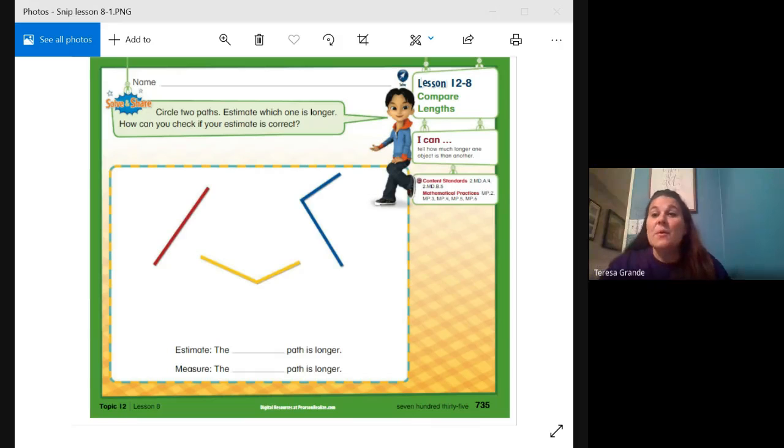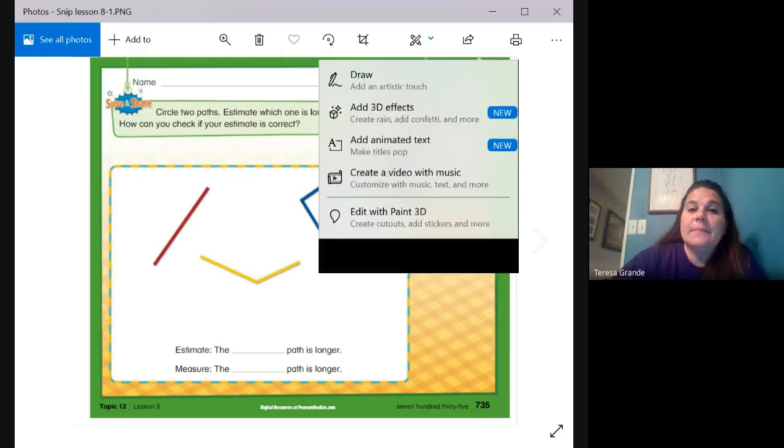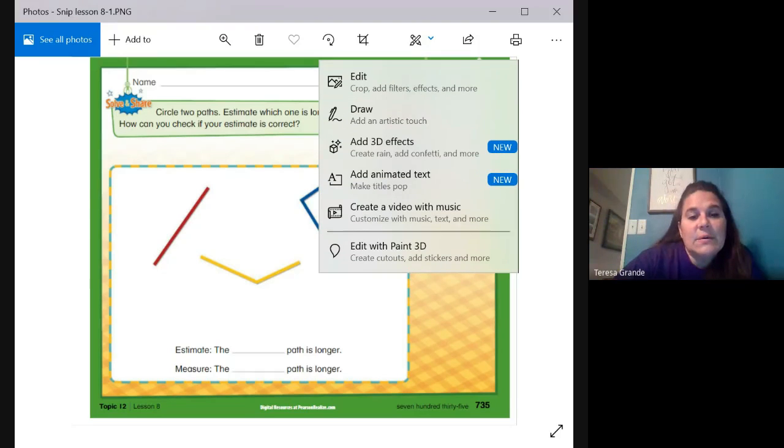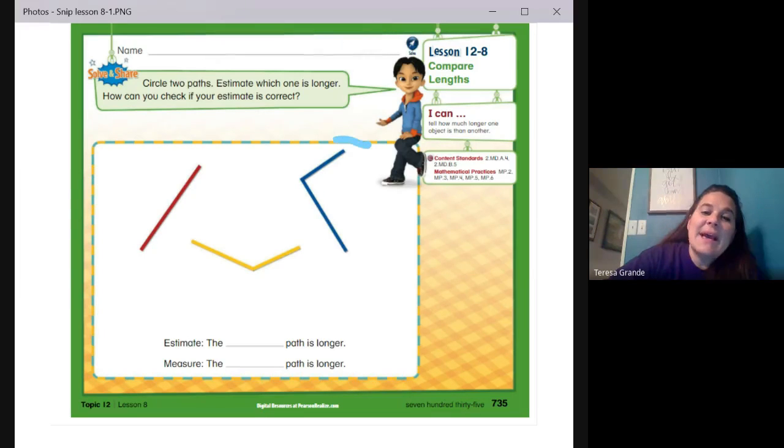In today's lesson, we're going to start talking about comparing length. As you can see on your screen, we're going to be looking at three different lines here, okay? We have a red line, a yellow line, and a blue line. If I were to ask you to estimate or to guess which line is the longest, which line would the longest be? Just by looking at it. Okay. All right. I'm going to guess the blue line.